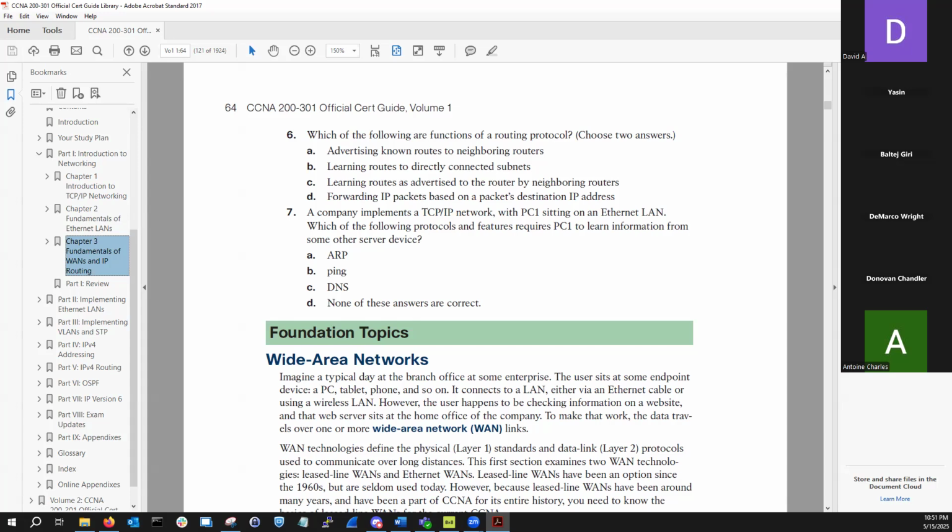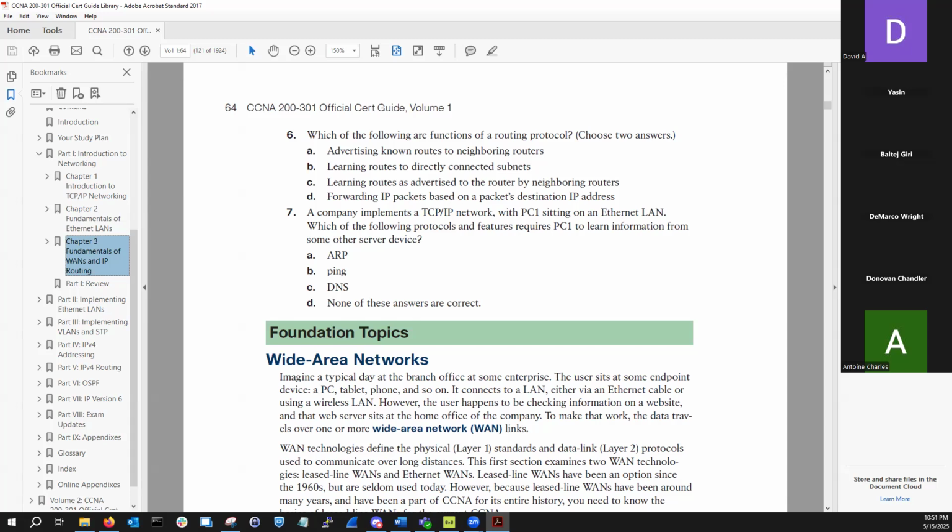Why? Pretty sure ARP operates on layer 2. Can I give my why? Nope. It's Yasin's question. So, Yasin, you said ARP. Final answer? Yes. That is incorrect.